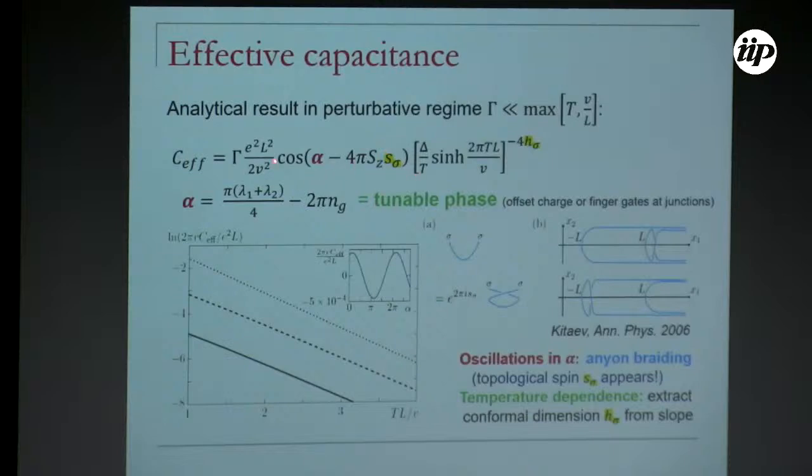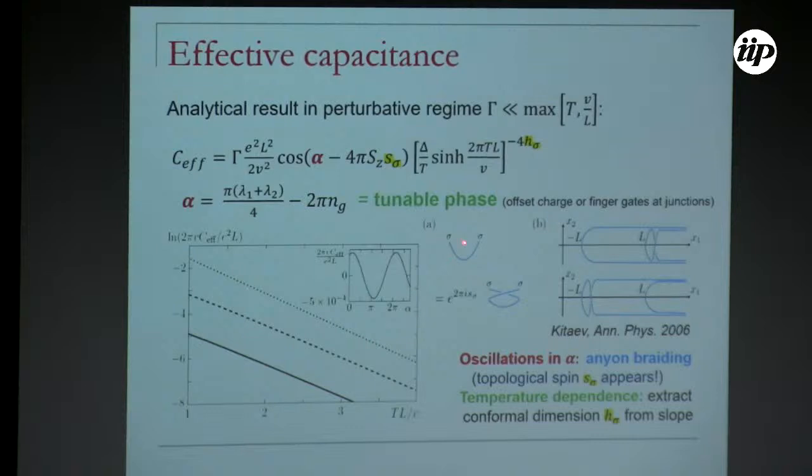And alpha here is a tunable phase. It contains the Majorana fermion tunneling amplitudes, and it contains this offset charge that we can change by a backgate parameter. So in an experiment, you can tune this by changing gate voltages and then look at how this effective capacitance changes. That's shown here in the inset. As a function of alpha, the C effective should show oscillations, and the offset from 0 will tell you what is S sigma.